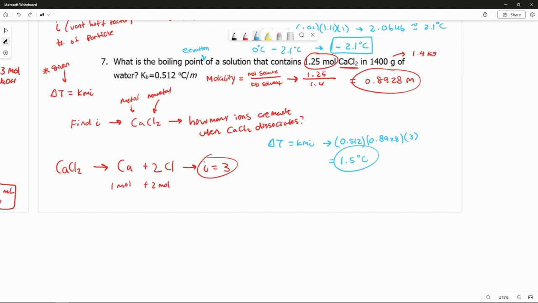Same thing applies for freezing. So we can't just leave it as 1.5 degrees Celsius. We have to add it on to the boiling point of water because it's boiling point elevation. We're increasing the boiling point of water by this much. So the boiling point of water, if you haven't known already, is 100 degrees Celsius. Adding 1.5, the number we calculated, degrees Celsius, will give us in the end 101.5 degrees Celsius as our final answer, delta T. And that is it.